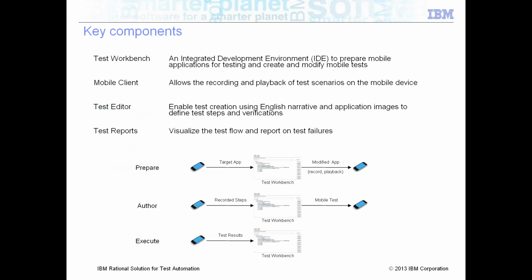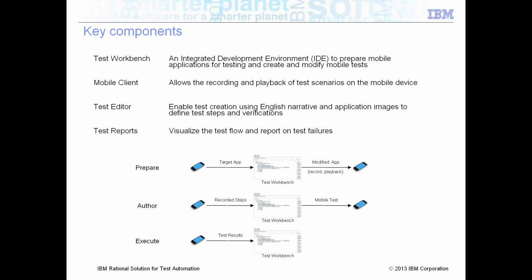Let's look at some of the key components, and then I will probably bring up that RTW Eclipse Workbench and my mobile device, and show you how we can actually record a test, play back a test, and show the report. As I said, there is a test workbench. A test workbench is nothing but an Eclipse client. The test workbench is basically running on your desktop machine. And that is where you author your test, you modify your test, and you initiate the execution of your test.